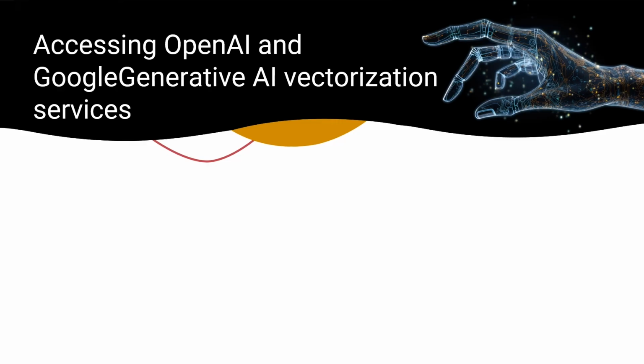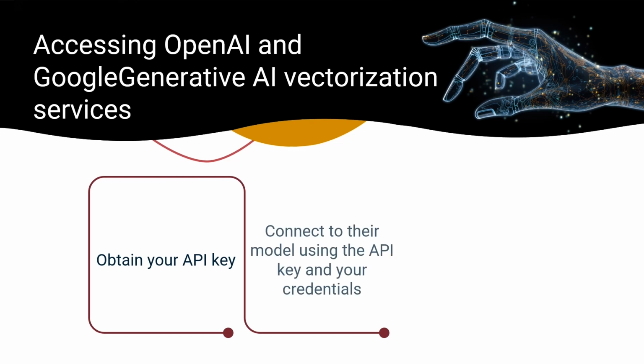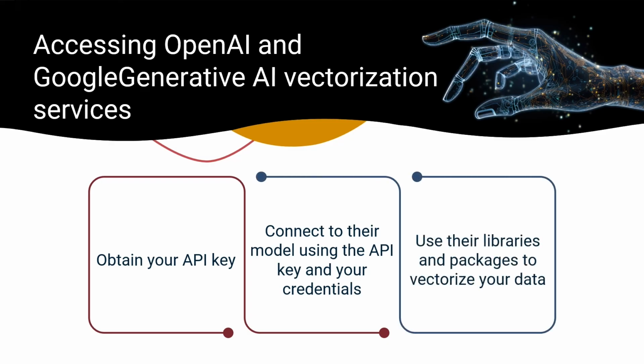OpenAI and Google Generative AI provide vectorization services based on trained models using API keys, which you need to obtain from their websites. After you obtain an API key, you can connect to the model using the API key and credentials, and then generate embeddings, similar to TensorFlow and Hugging Face. Then, you can use their libraries and packages to vectorize your data.